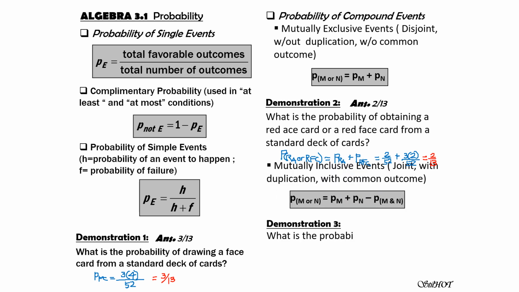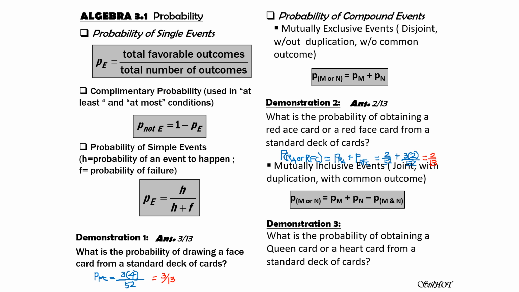What is the probability of obtaining a queen card or a heart card from a standard deck of cards? So the joint or the duplicated outcome here is, take note, there is a queen heart card and there is only one queen heart card. So the probability that we can obtain a queen heart card is only one queen heart out of 52.